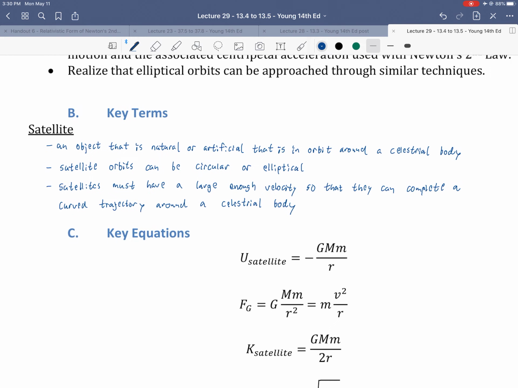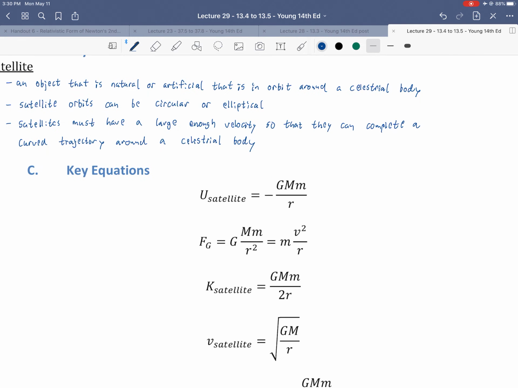So let's move on to the key equations, and let's discuss the potential energy of satellites, a little bit about the sum of forces on those satellites, relate that to the kinetic energy, and then finally bring it all together to the total energy of the satellite.